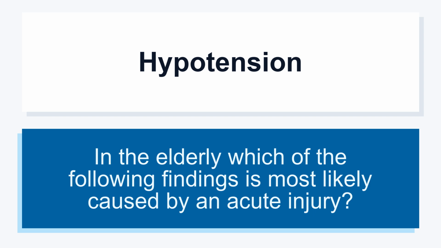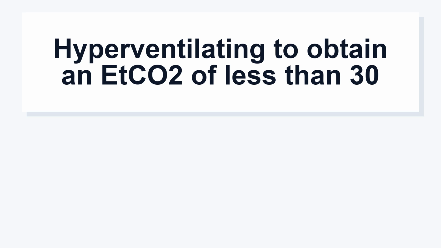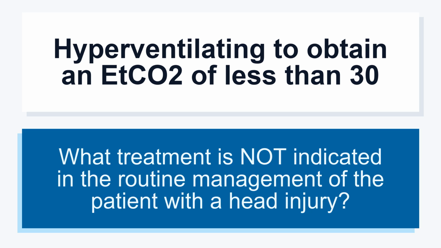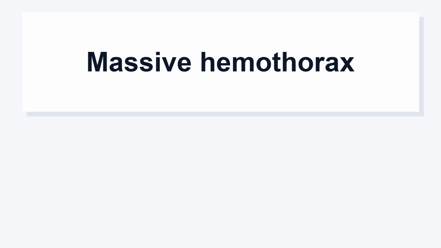In the elderly, which of the following findings is most likely caused by an acute injury? Hyperventilating to obtain an EtCO2 of less than 30. What treatment is not indicated in the routine management of the patient with a head injury? Massive hemothorax.